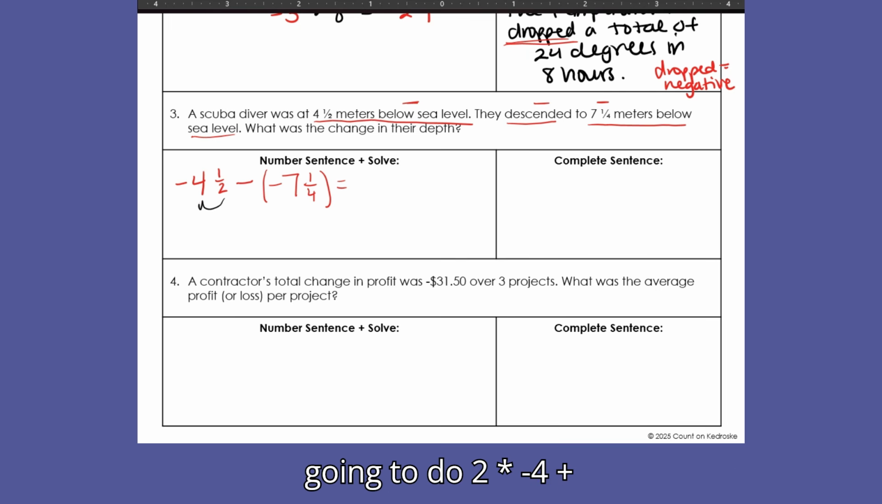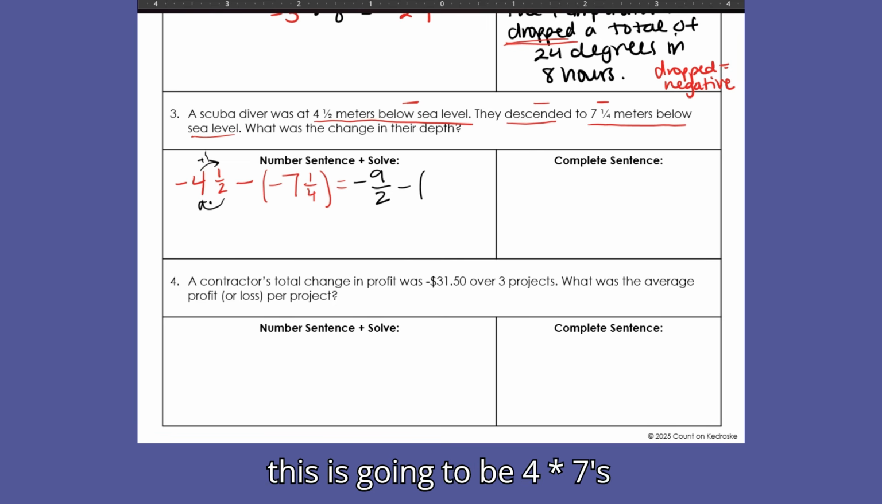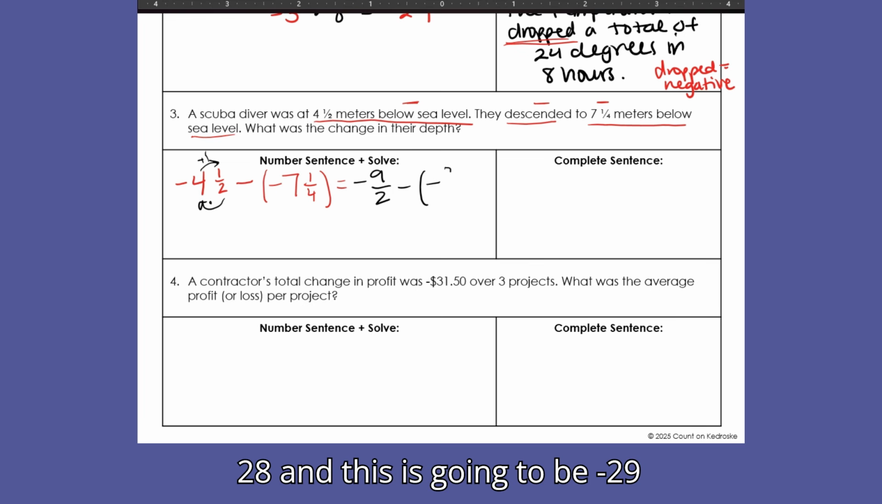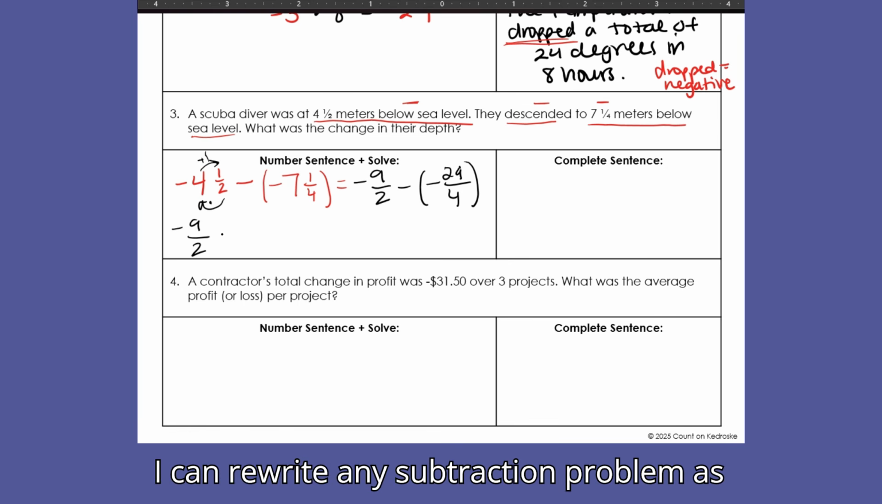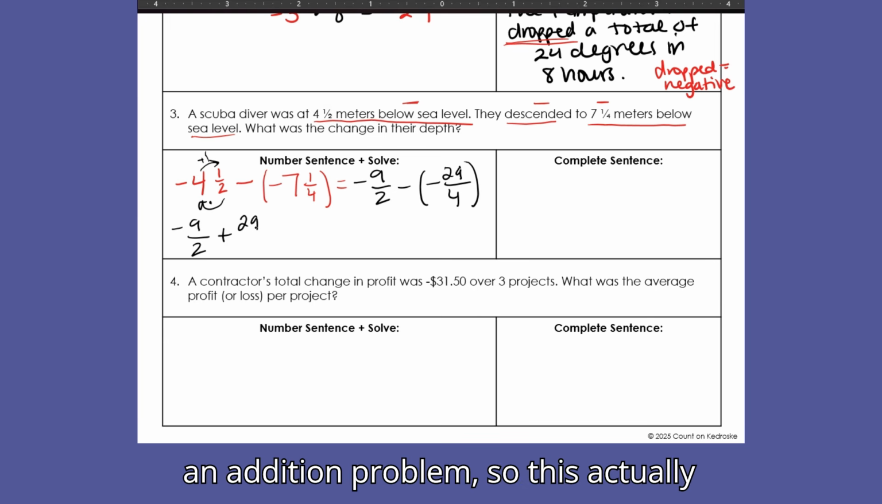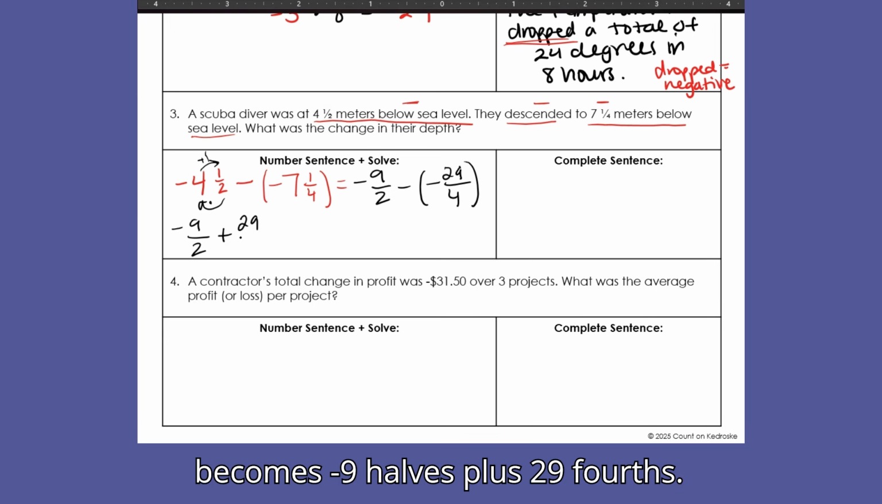I'm going to do 2 times negative 4 plus 1. So 2 times 4 is 8 plus 1 is 9. So this is negative 9 halves. And then this is going to be 4 times 7 is 28, and this is going to be minus 29 fourths, or negative 29 fourths. When I look at this problem, I know I can rewrite any subtraction problem as an addition problem. So this actually becomes negative 9 halves plus 29 fourths.